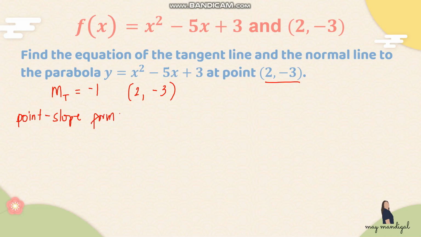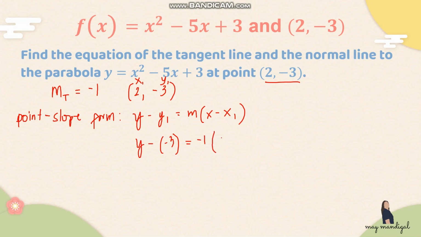So what is the point slope form of equation? That is y minus y sub 1 equals m times x minus x sub 1. So we will be using this formula to identify now the equation of our tangent line. So this is our x sub 1, this is our y sub 1, this is the slope of our tangent. So we just have to substitute here: y minus -3 equals the slope times x minus 2. Then we have to simplify this, y plus 3.